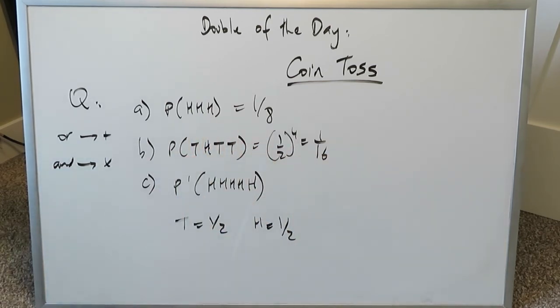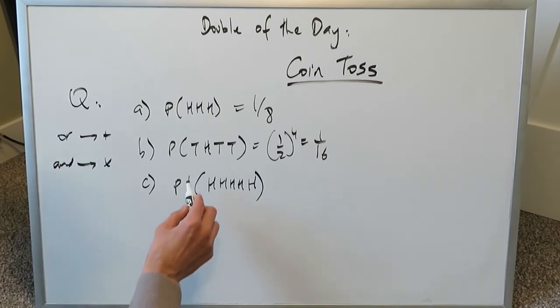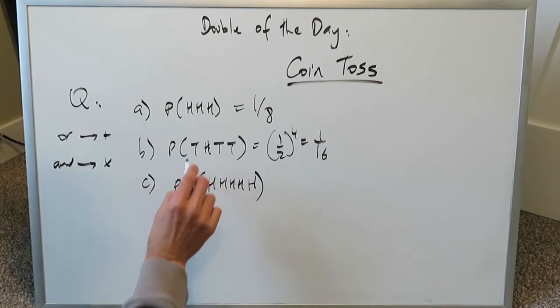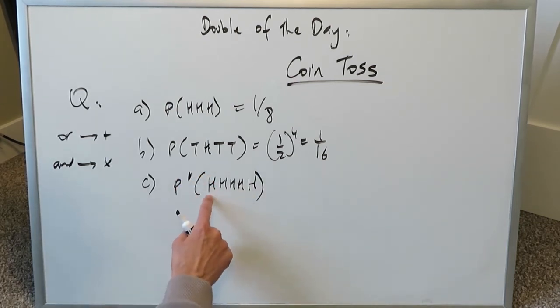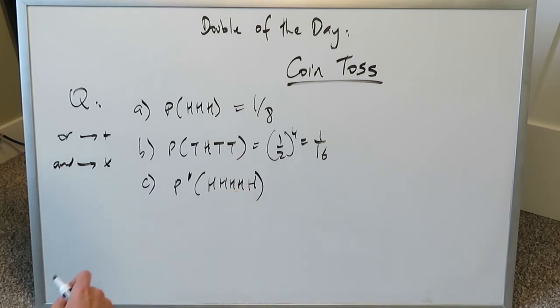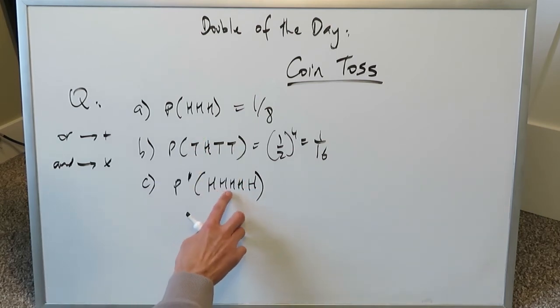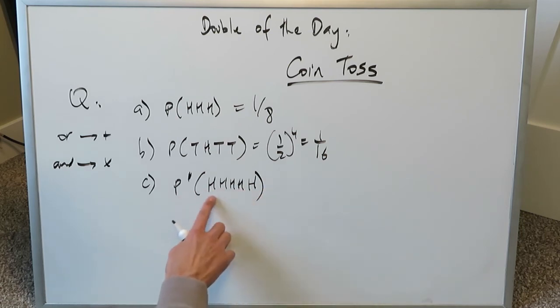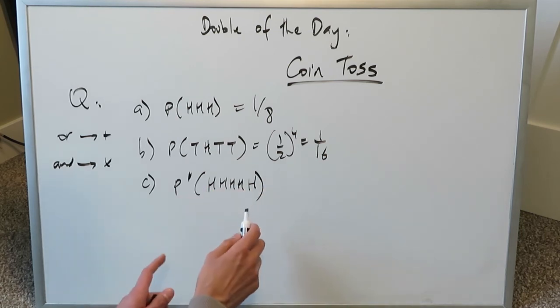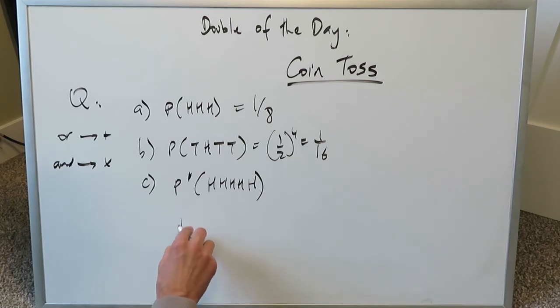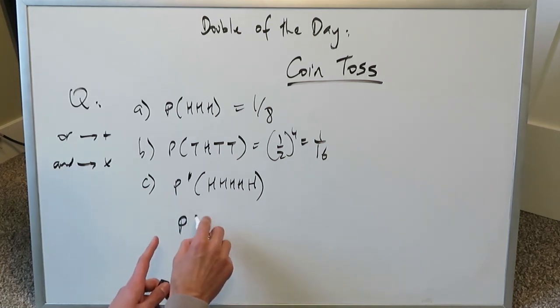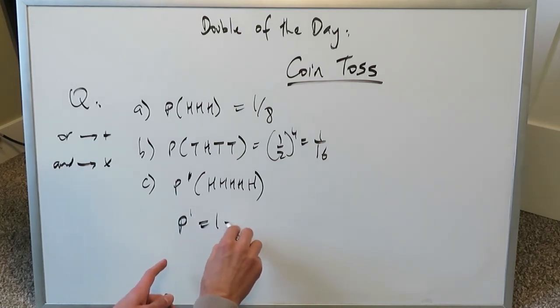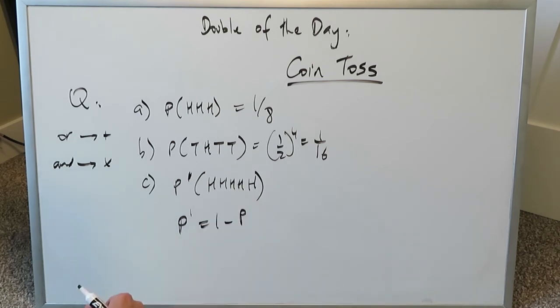Now the last question is, what's the probability of not? This prime over here means not. Of getting heads, heads, heads, heads, and heads. That's 5 coin tosses in which you got heads successively 5 times. Consecutive throws in which you got heads every time. How can you look at this? The probability of not getting it is 1 minus the probability of getting it. Alright, what's the probability of getting 5 heads?